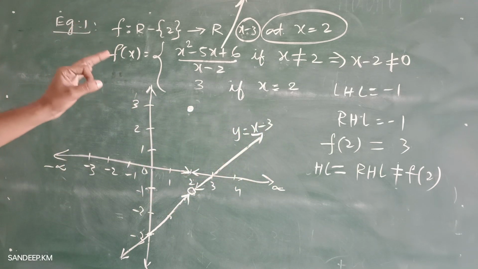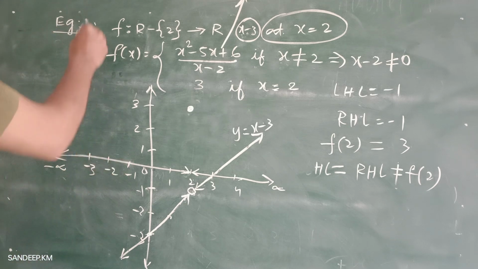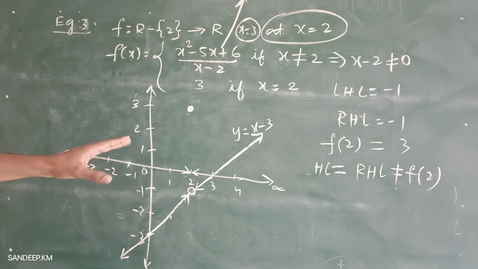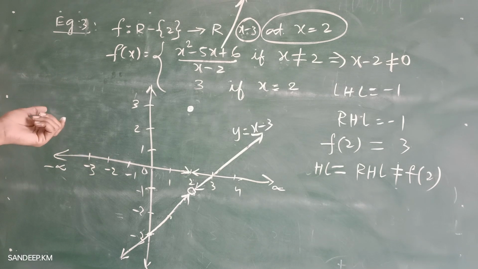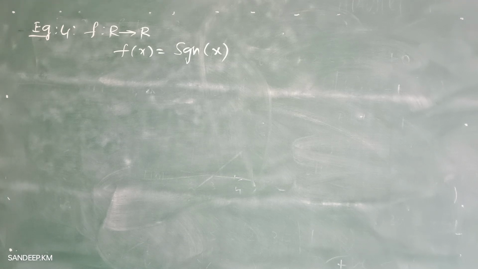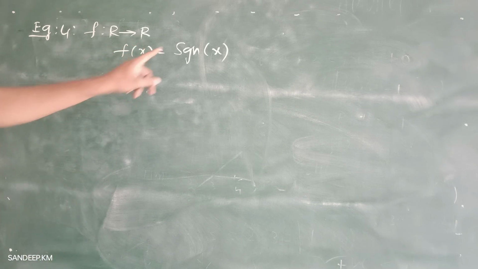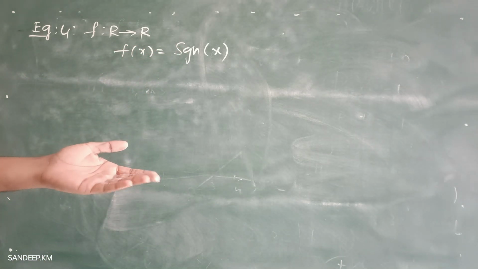Let us take one more example, example number 4, and we will conclude whether the limit exists or not. We can conclude based on that. So we have taken a function from R to R, whose domain is R and codomain is also R, real numbers. And the function is the signum function, and all of you know what a signum function is.